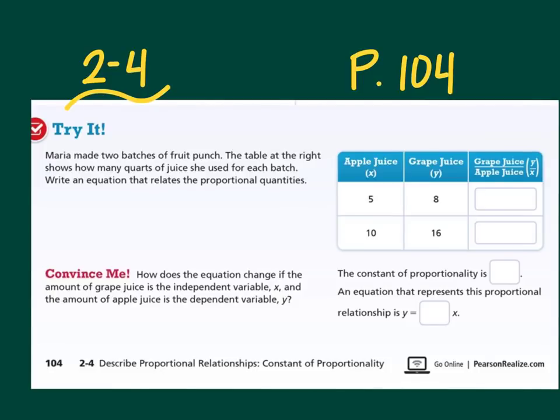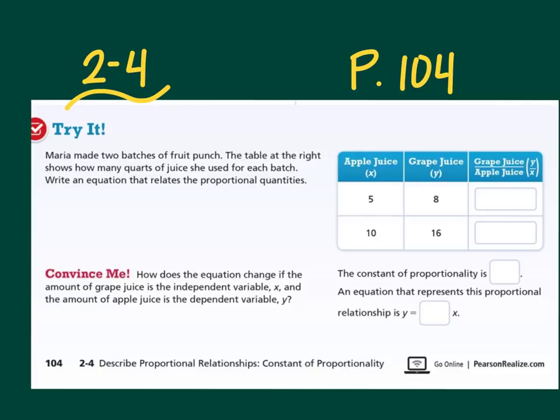So let's quickly review what we talked about last class. For ratios to be proportional, they have to be equivalent. So let's start by checking and seeing what we have here. Maria made 2 batches of fruit punch. The table at the right shows how many quarts of juice she used for each batch. Write an equation that relates the proportional quantities.